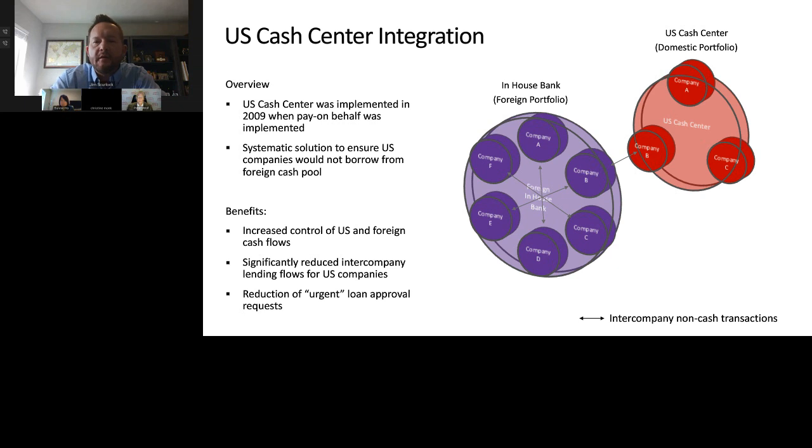So lots of the tax teams, depending on their own legal entity structure, can lend to a cash center, but they can't necessarily borrow without it triggering some specific IRS rules like 956 and others. And so we really implemented our U.S. cash center to ensure that we were compliant with our own tax guidance.